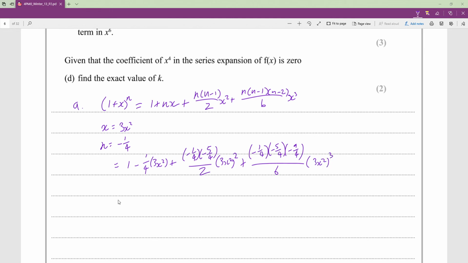So what do we do here? 1, and then we would just multiply all the numerical parts on one end. So minus 1 over 4 times 3 would give us minus 3 over 4.